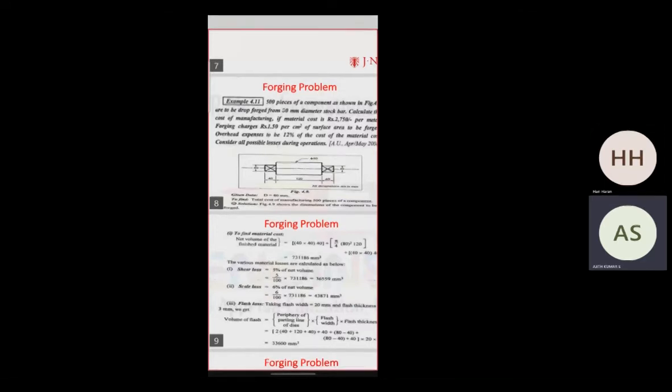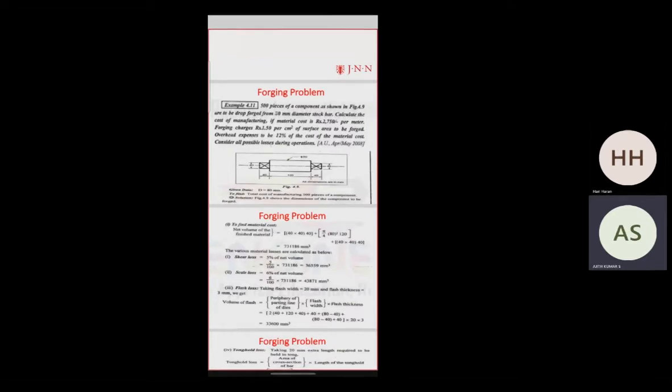And next we want to find the material loss. Material loss is nothing but shear loss, scale loss, flash loss, and tongue hold loss. These are the losses of forging problems. So first, shear loss is about 5% of net volume. So we want to find 5% of net volume. So 5 by 100 into, we already found the net volume. So by substituting net volume, we get shear loss. And the scale loss is equal to 6% of net volume. So 6 by 100 into net volume. By substituting, we will get scale loss equal to 43871 millimeter cube.